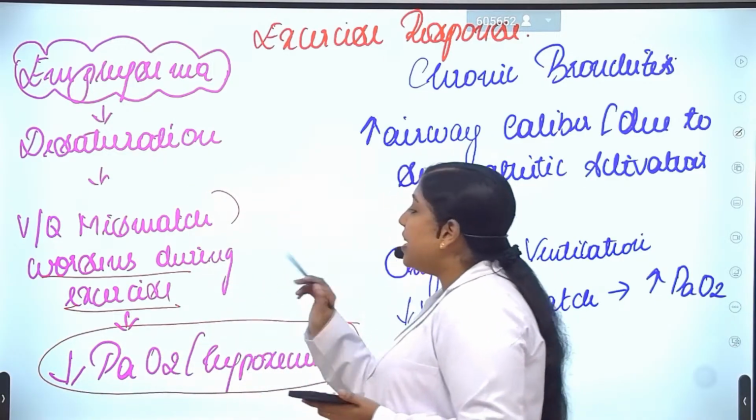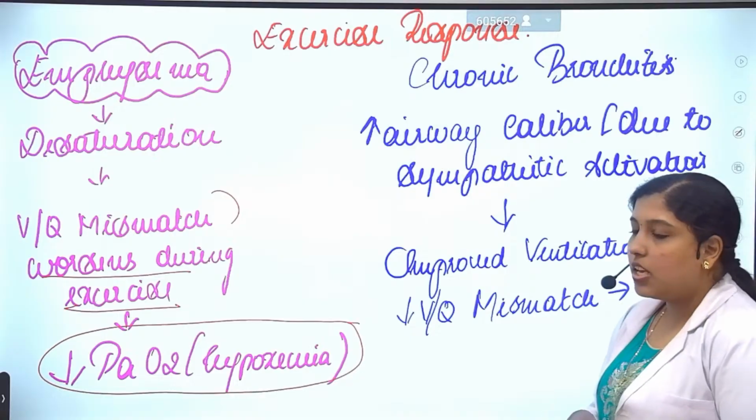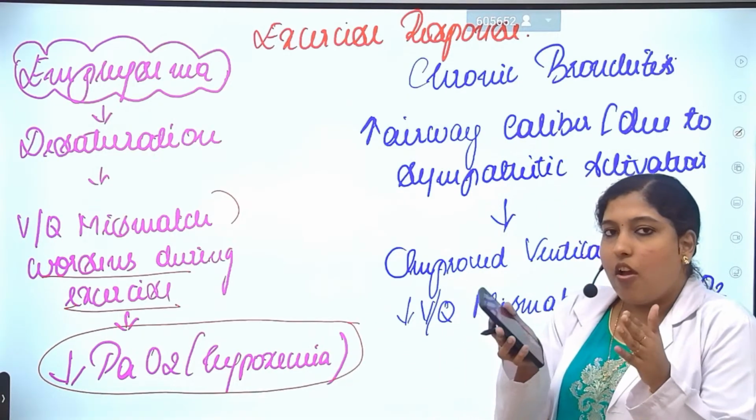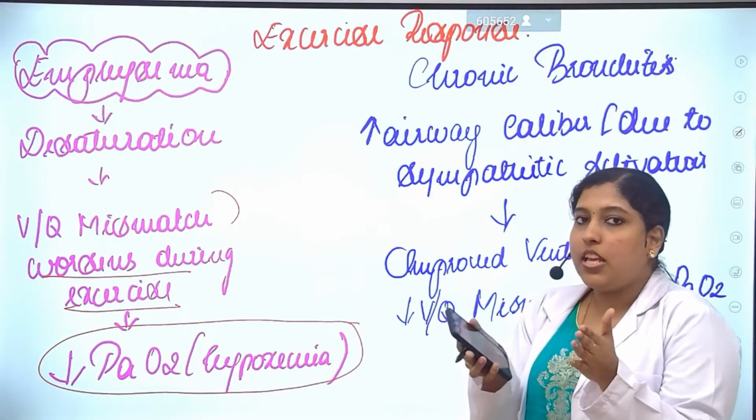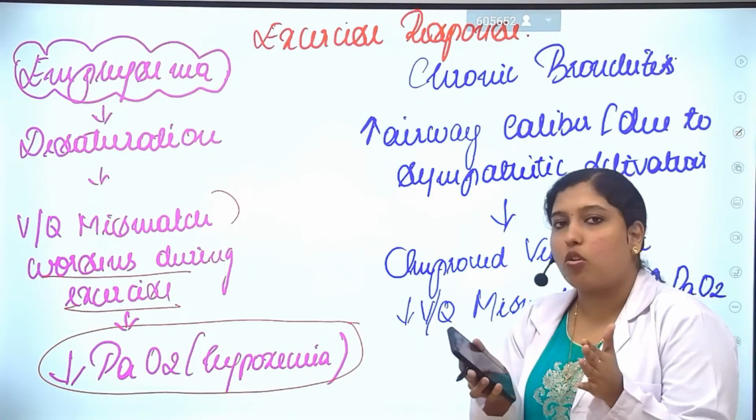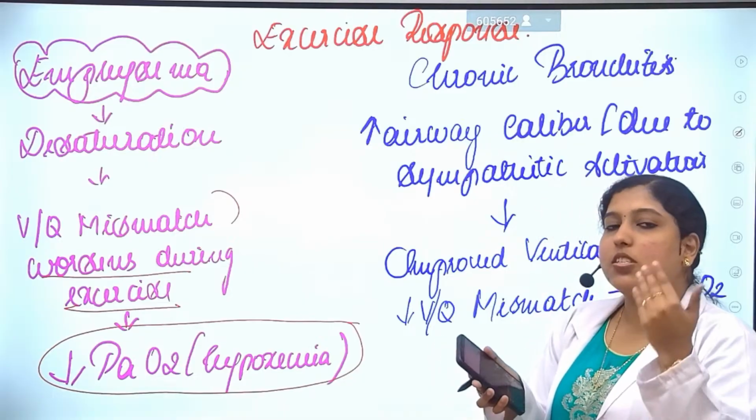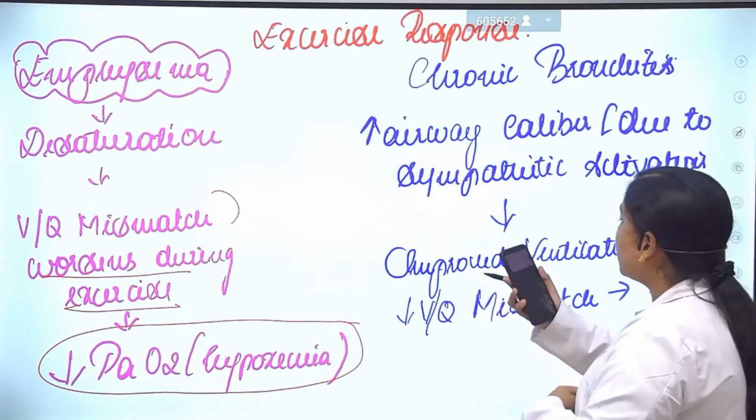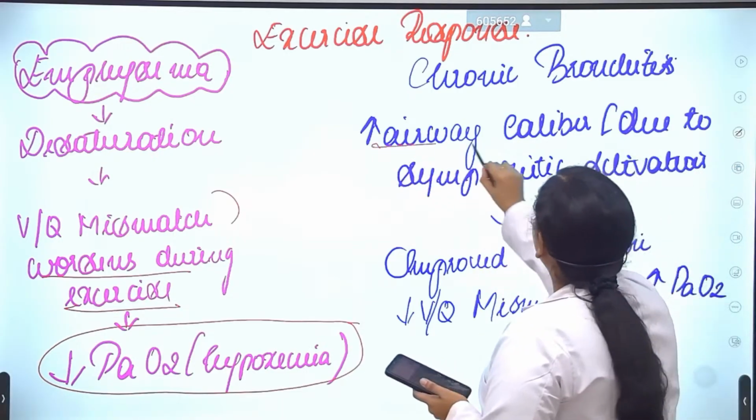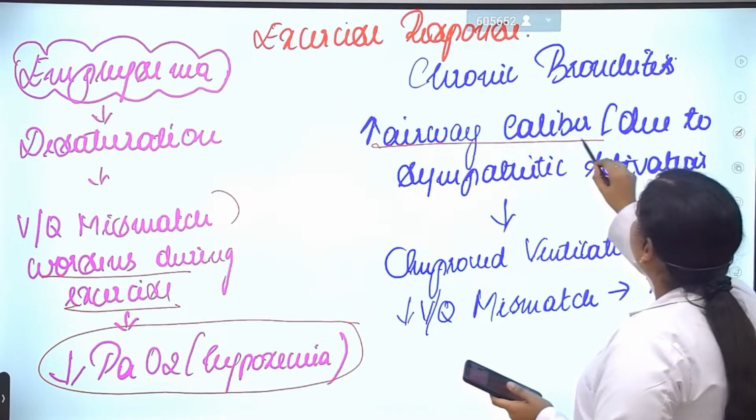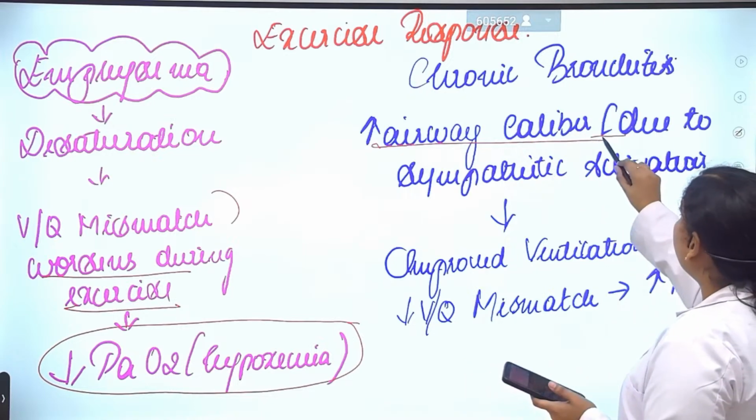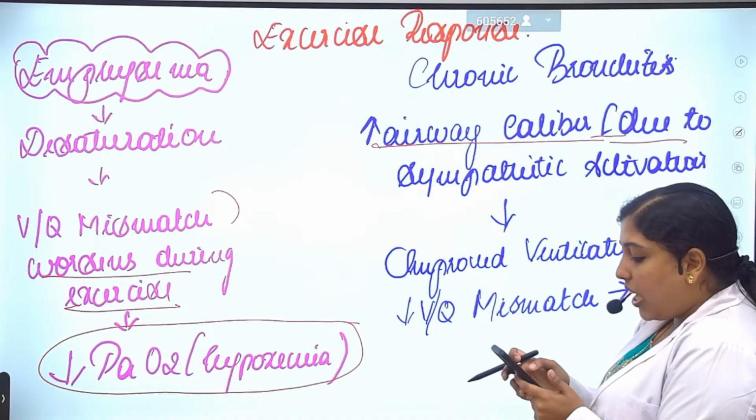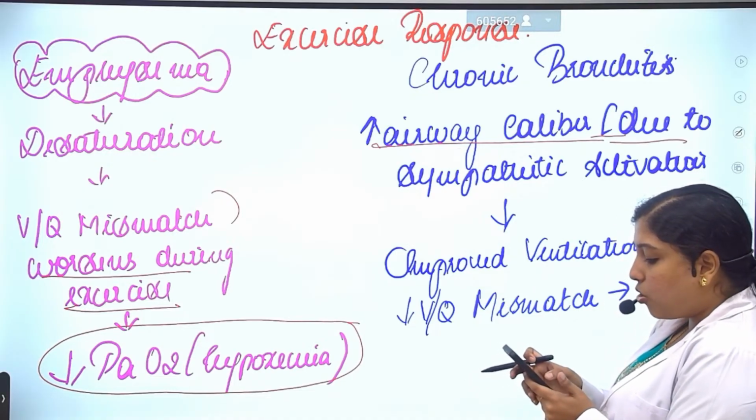On the other hand, in chronic bronchitis, the airway is constricted. Whenever something is promoting airway dilatation, the bronchodilation, the oxygen saturation will be improved in chronic bronchitis. So here you can see the airway caliber will increase because of the activation of the sympathetic nervous system.